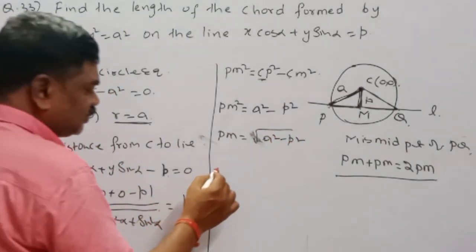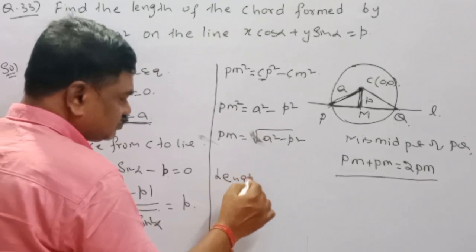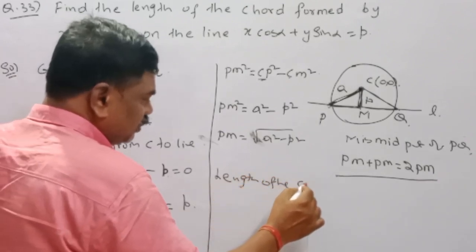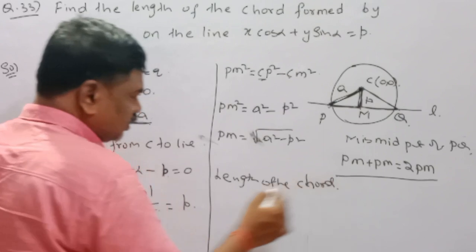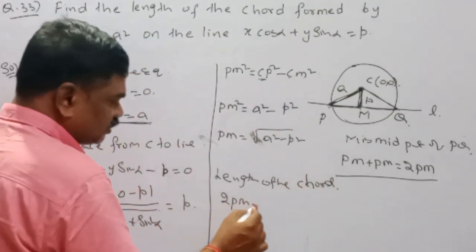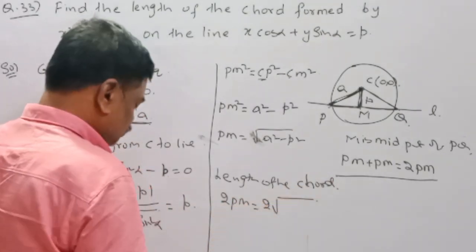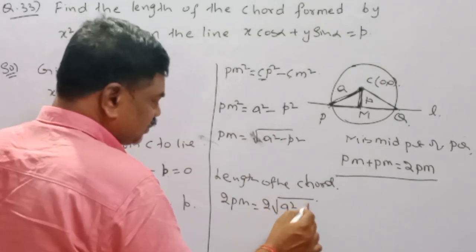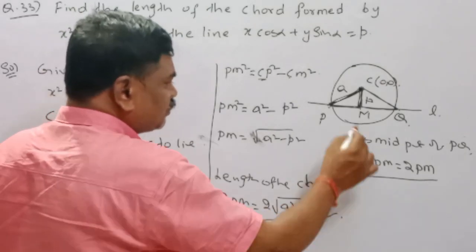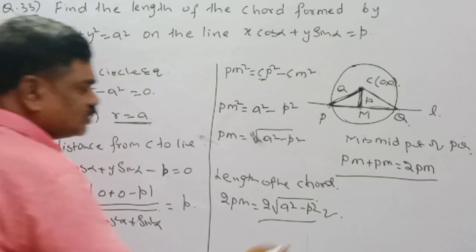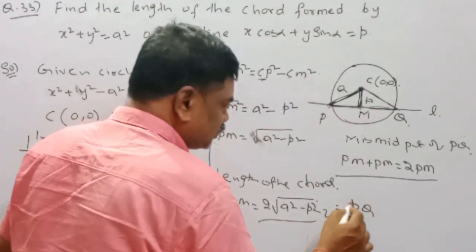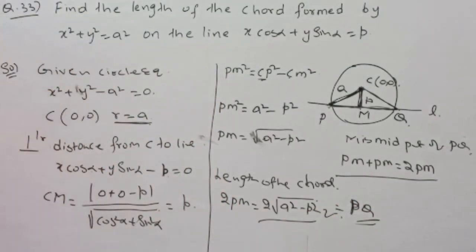Then the length of the chord is 2PM, which is equal to 2 into root over a square minus p square. PQ is the length of the chord. Okay, all of you, that's all. That is, the length of the chord is 2 into root over a square minus p square.